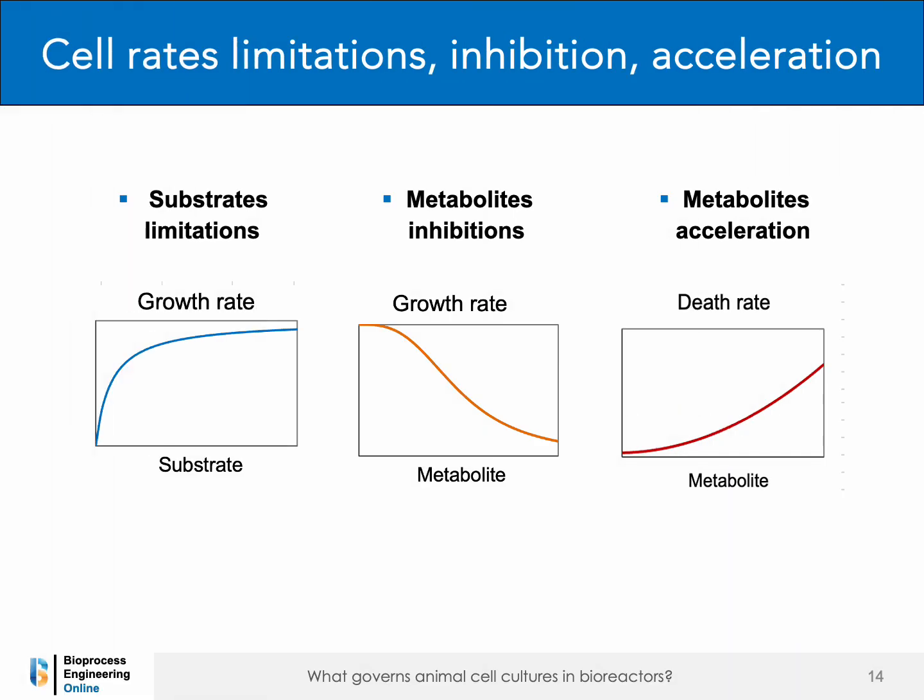The most influential kinetic characteristics of cells include growth rate limitation by substrate availability, particularly glucose, glutamine, and oxygen. Growth rate inhibition by accumulated metabolites, notably lactate and ammonia. Acceleration of cell death rate due to toxic byproducts, especially lactate and ammonia.